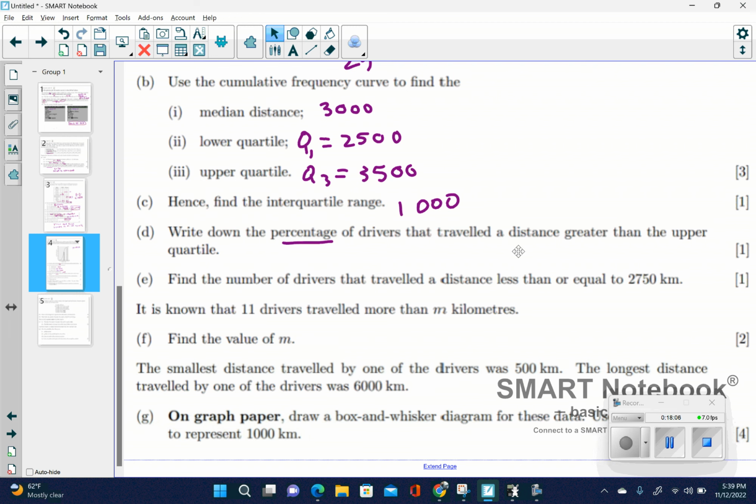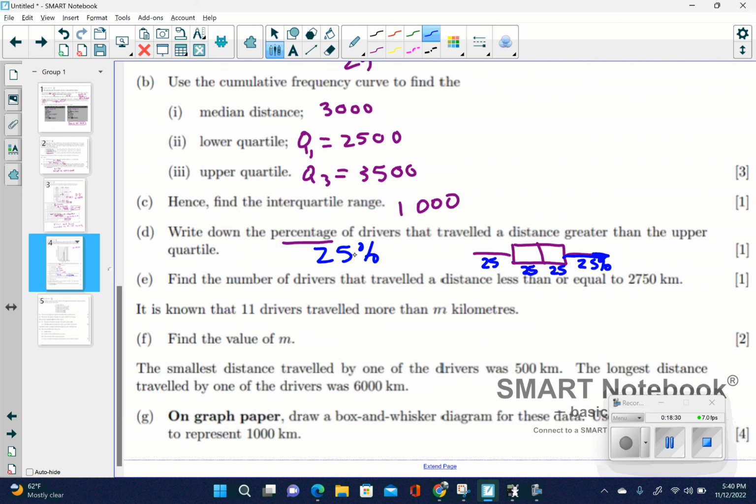If we remember in a box and whisker plot, you don't really even need to do anything with this, because you should remember that this right here is 25%. This is 25%, this is 25%, this is 25%. So greater than the upper quartile, the percentage is 25%. So that is our answer for part D.